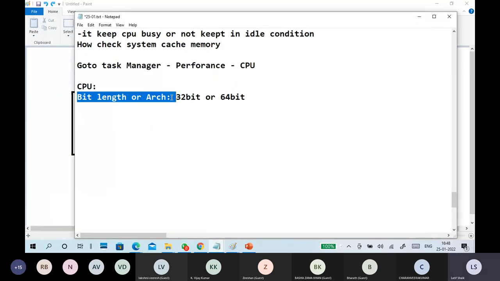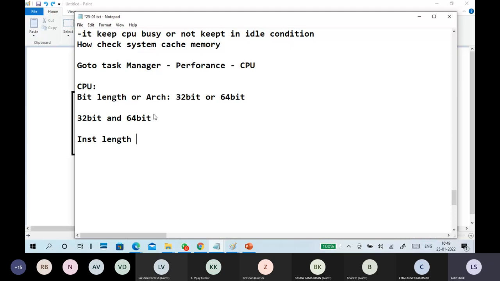It is the CPU. When you look at a CPU, bit length or instruction length, like a 32 bit processor or 64 bit processor, there is a difference between 32 bit and 64 bit. So what is the difference between 32 bit and 64 bit, guys? Instruction length is 32 bit in a 32 bit processor, and 64 bit in a 64 bit processor. Instruction length is there. It means the length of instruction increases.